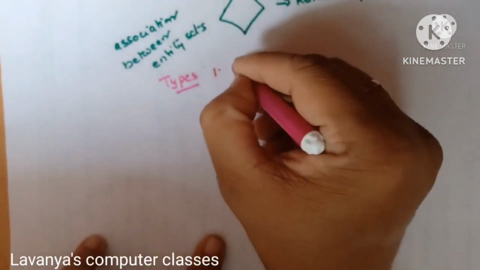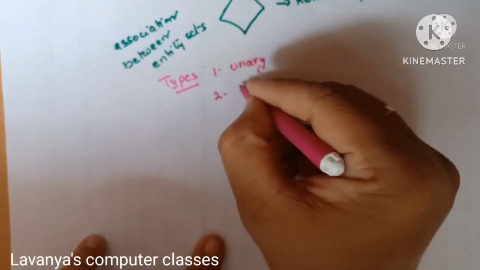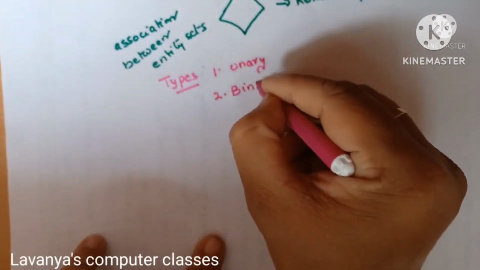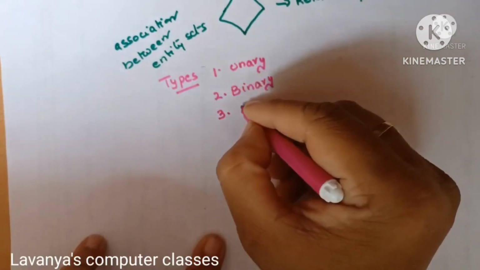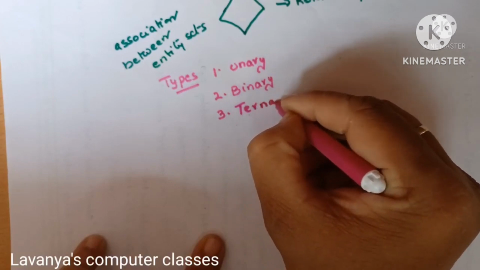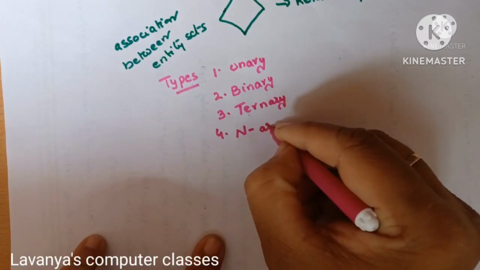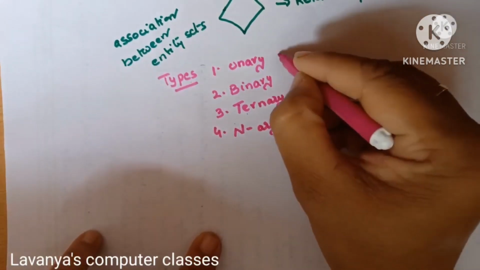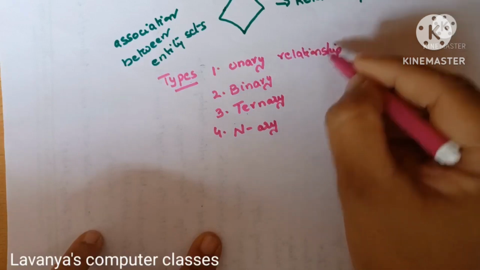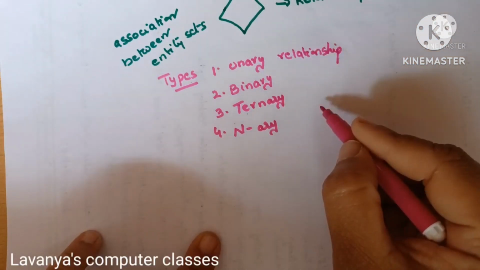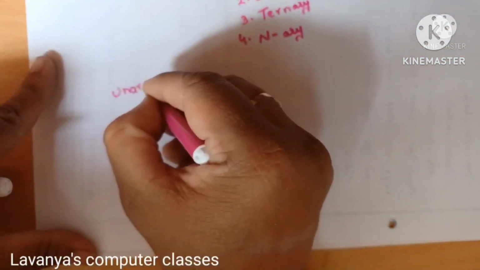Those are, number 1 is unary relationship. Second one is binary relationship. Third one is ternary relationship. Fourth one is n-ary relationship. Unary means 1, binary 2, ternary 3. More than 3 is known as any number, that is n-ary relationship. So these are the types of relationships. Now we'll explain each and every one step by step.